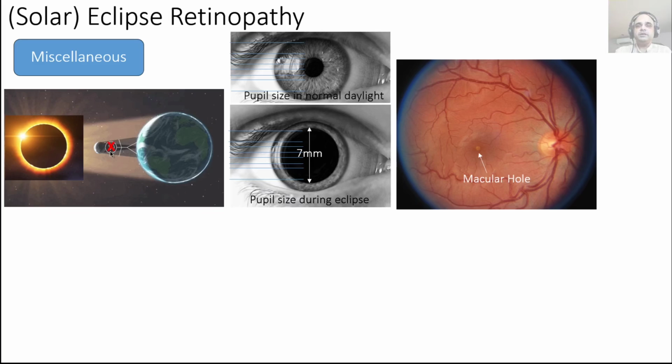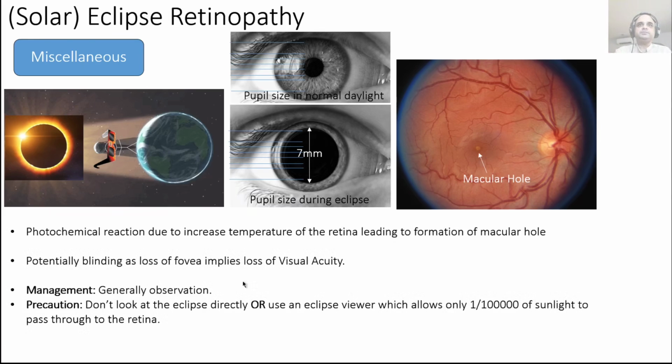So you're not supposed to view the eclipse with your naked eye. If you want to view it, use a cell phone camera or a special eclipse viewer, and these are relatively cheap if you can find them. What they do is cut off the solar radiation entering your eye by a factor of 100,000. So it is safer to view with these, but never without any protection, because you will end up with a macular hole, and since your fovea is fried, you will lose your visual acuity. Depending upon the extent of damage, that person can even go blind.